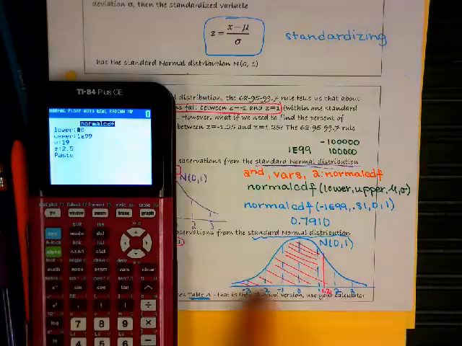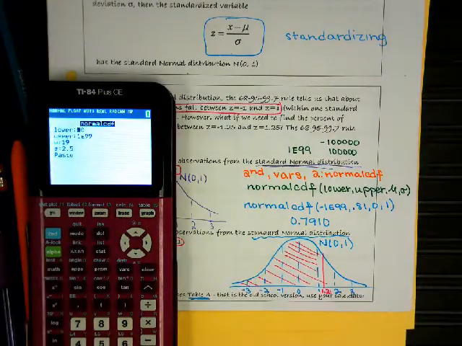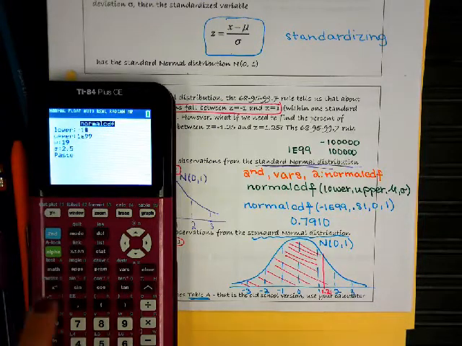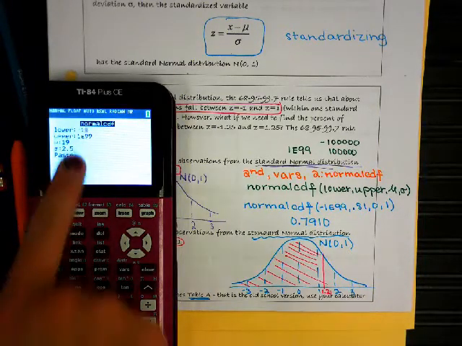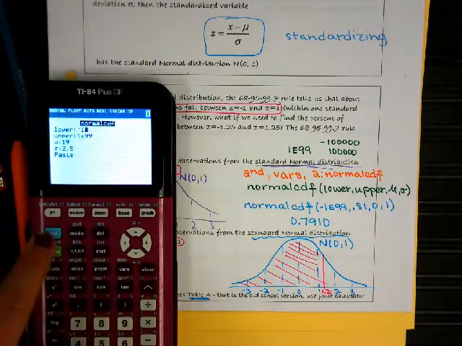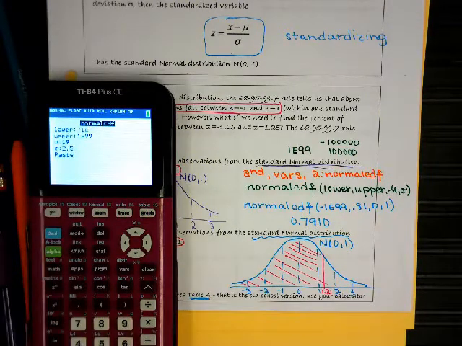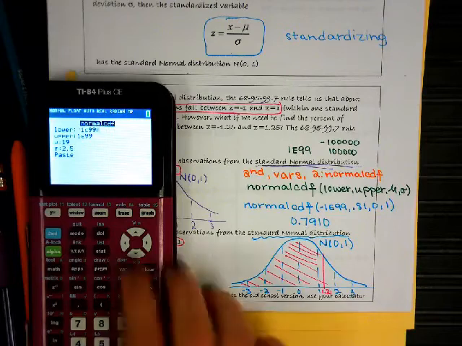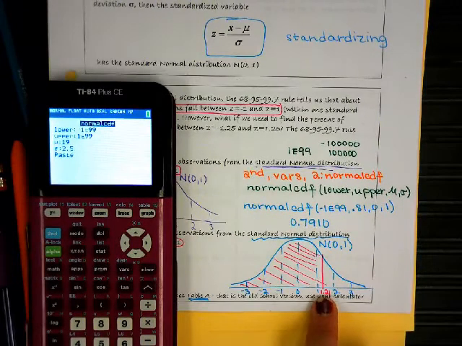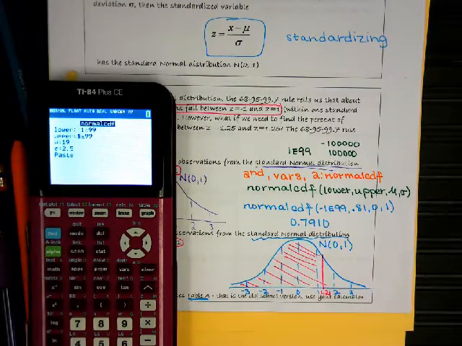Lower bound, I don't have a lower bound, so I'm going to put in a really small number, like negative 1 e to the 99, which means times 10 to the 99th power. To get that e, you're going to hit second comma. And then my upper bound is where I drew my line, 1.21. Yes, wait, Hannah?